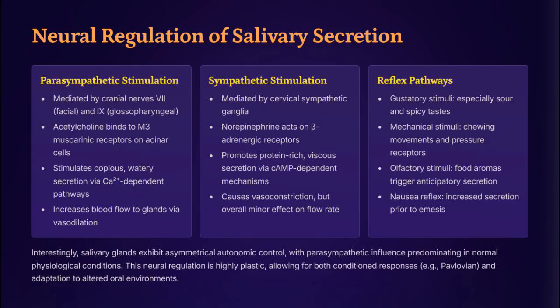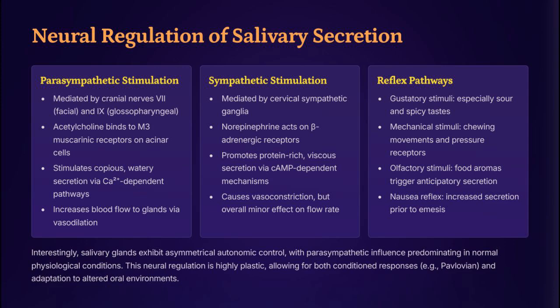Now let's talk about how your nervous system controls salivary secretion. Your saliva isn't produced randomly. It's tightly regulated by your brain, especially through the autonomic nervous system. There are two main pathways, parasympathetic and sympathetic, and they do very different things.